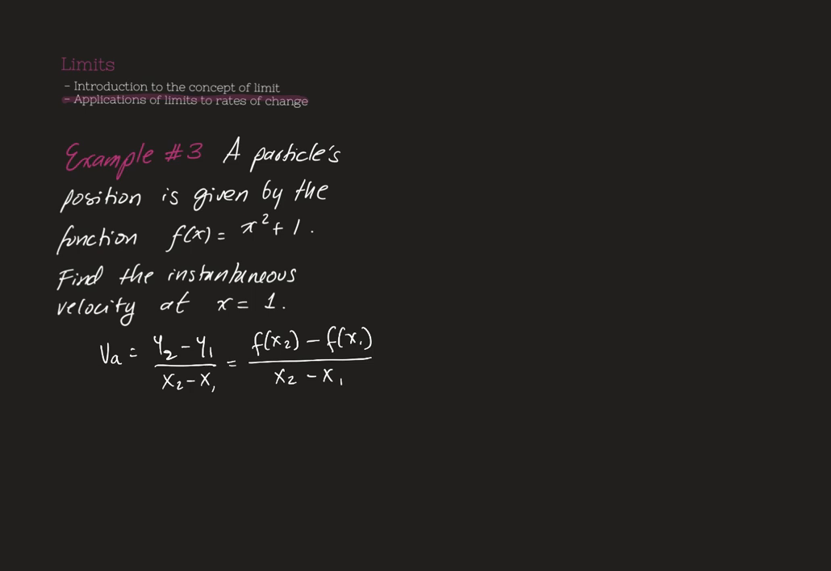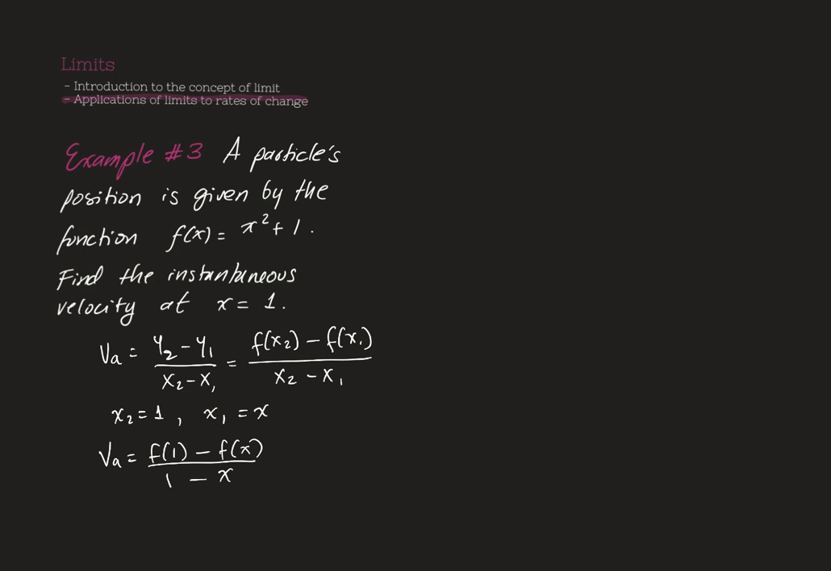Now I'm going to make another change because I want the instantaneous velocity at x equals 1. I'm going to say x2 is going to be equal to 1, and I'm going to substitute x1 simply with x to get a function of x. So the average velocity is f of 1 minus f of x divided by 1 minus x.